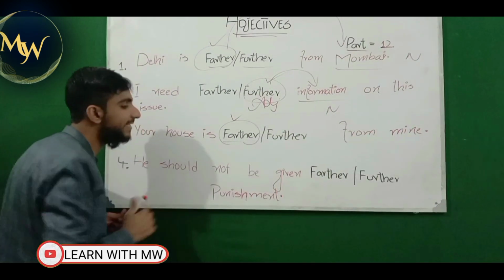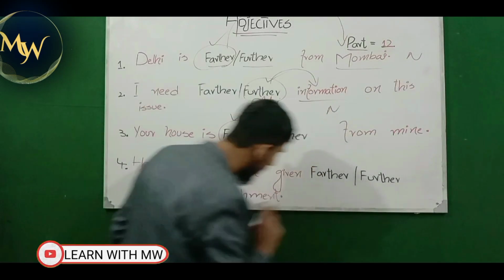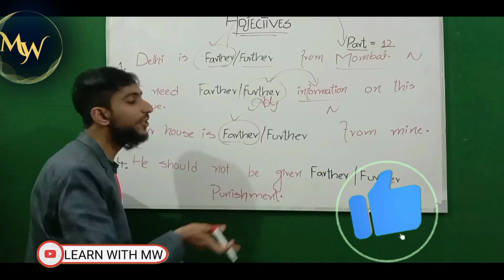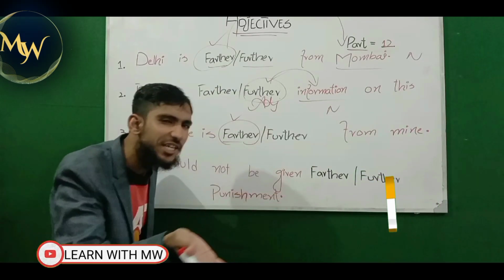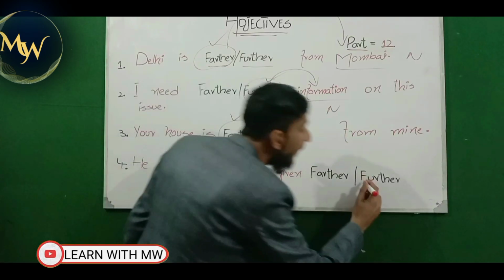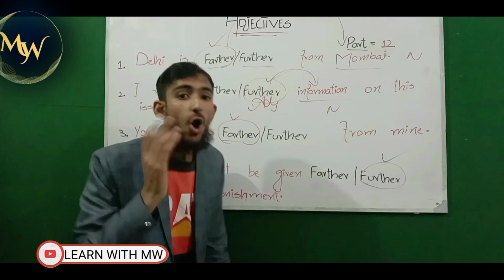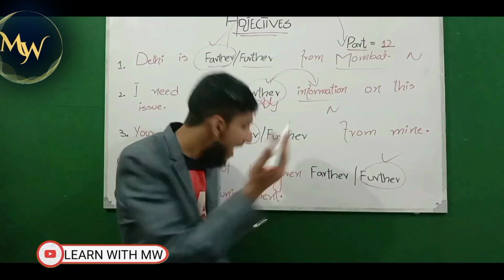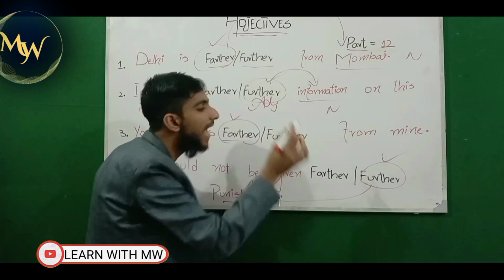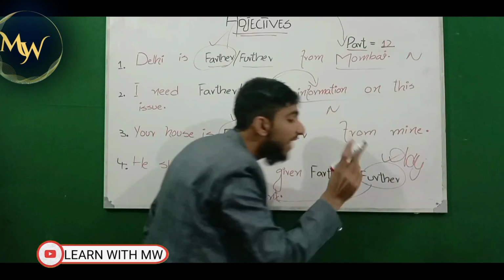And look at the fourth example. He should not be given farther or further punishment. So what's the correct answer? Here we are referring to anything additional. So the correct answer will be: he should not be given further punishment. So viewers, hope you have learned the concept. And look at this, punishment is a noun, and further basically adds meaning to the noun. So here further is behaving as an adjective.